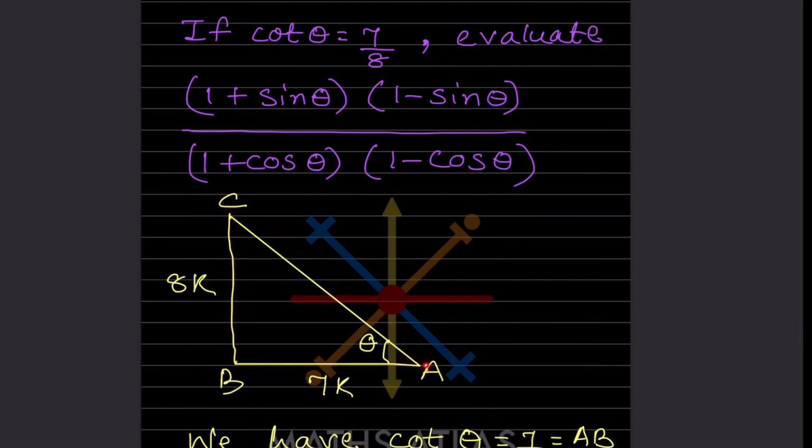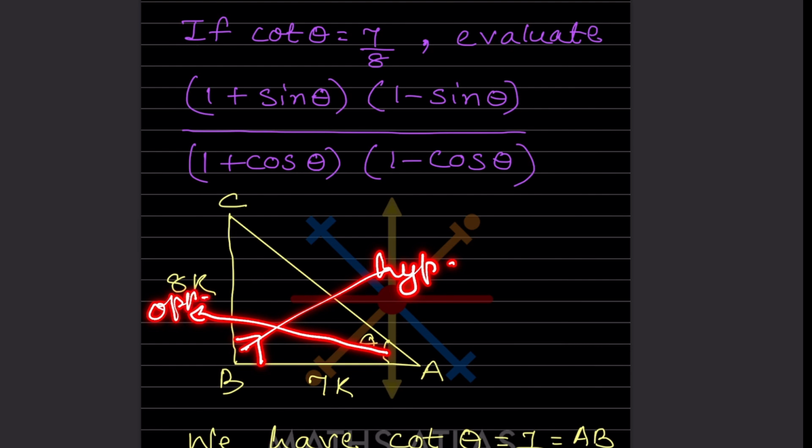So now we can just put random letters A, B, C. So this is 90 degrees. The side opposite to this is going to be the hypotenuse. This is theta, means the angle. This is going to be the opposite side. The side opposite to the angle is always the opposite one, and this will be the adjacent one.